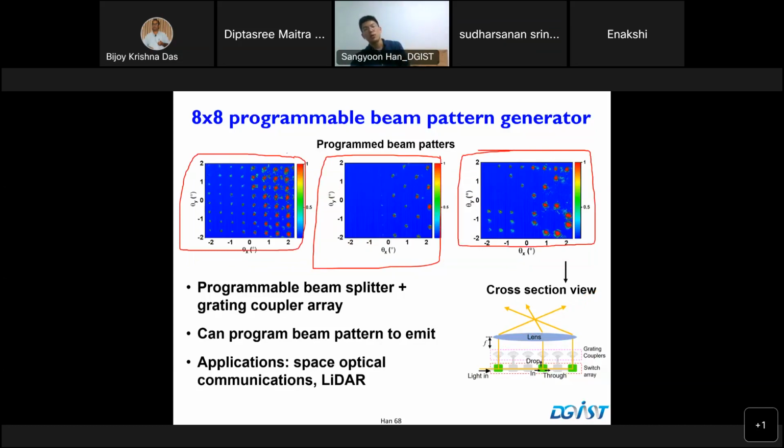One thing I want to point out is that this is not consecutively recorded. This is emitting all at the same time. With LiDAR OPA, optical phased array, this is really difficult to do, right? You cannot really make multi-beam pattern generation, but by using this tunable coupler connected to the grating coupler, you can do this.